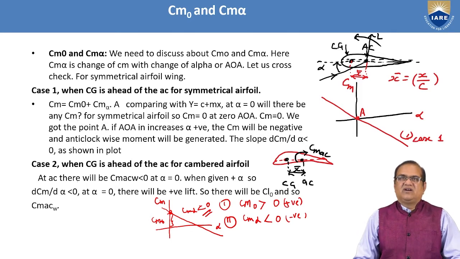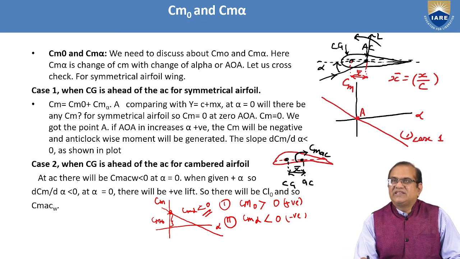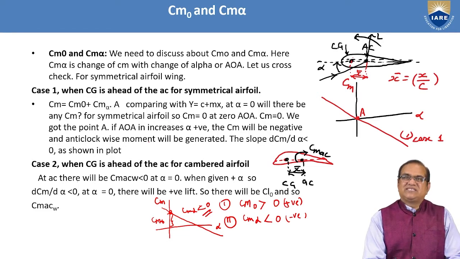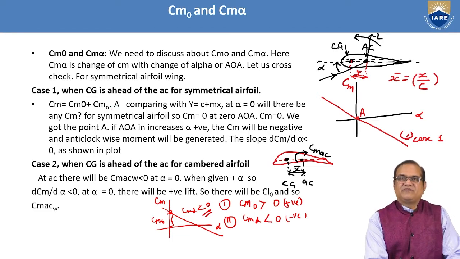Let us cross-check for a symmetrical airfoil wing. I have shown here the symmetrical airfoil. Case 1: when the center of gravity is ahead of the aerodynamic center for a symmetrical airfoil. Here is the diagram. This is the CG point and here is the AC point. CG is ahead of the aerodynamic center. So here Cm is equal to Cm naught plus Cm alpha.